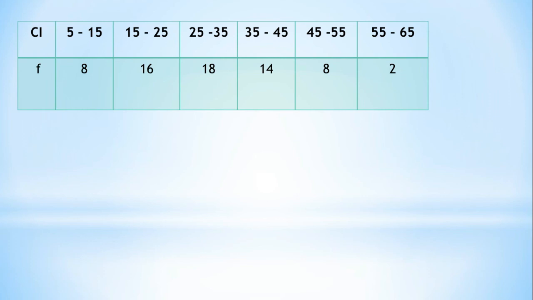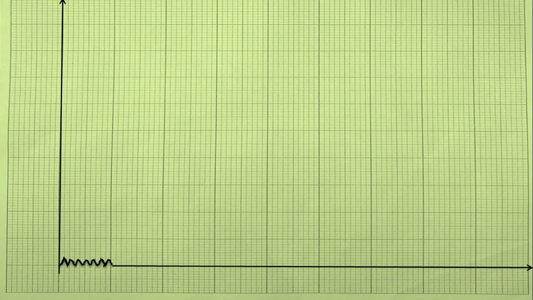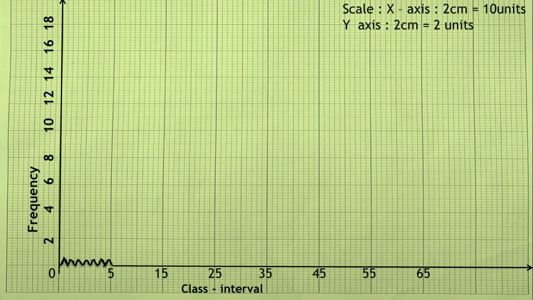In a similar manner, next question, it is also in the continuous form. Follow the same procedure. Move to the x-axis. As it does not begin with 0, mark with a zigzag line. Fix the scale of x and y axis. 5 to 15, midpoint is 10. So consider the frequency as 8. 15 to 25, midpoint 20, mark 16 as the frequency.